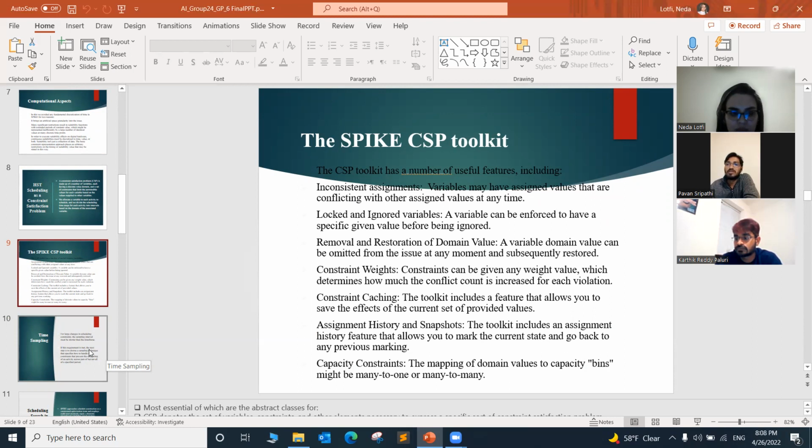Constraints can be given any weight value, which determines how much the conflict count is increased for each violation. Constraint caching is a toolkit feature that allows you to save the efforts of the current set of provided values. Whereas the assignment history and snapshot includes an assignment history feature that allows you to mark the current state and go back to any previous marking. Whereas the capacity constraint is the mapping of the domain value to capacity bins and has to be many to one or one to many.